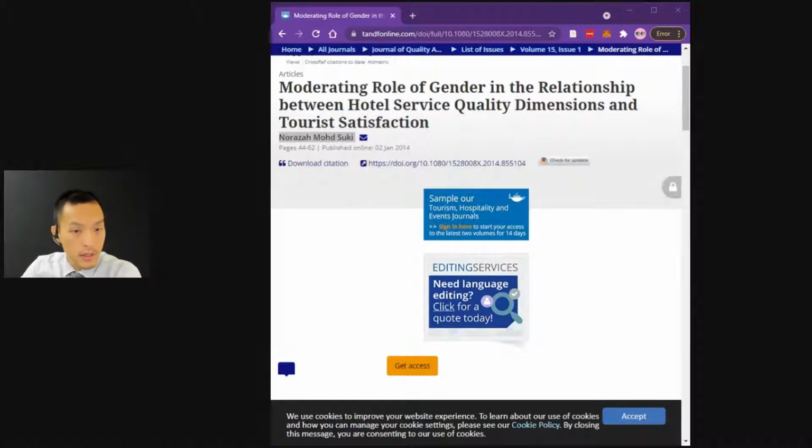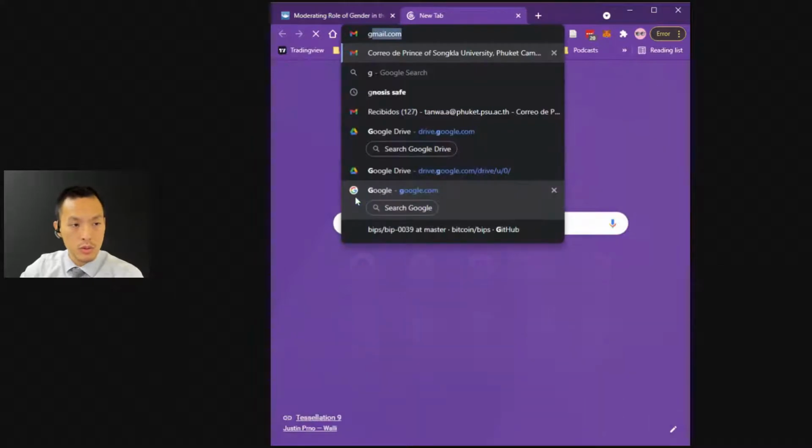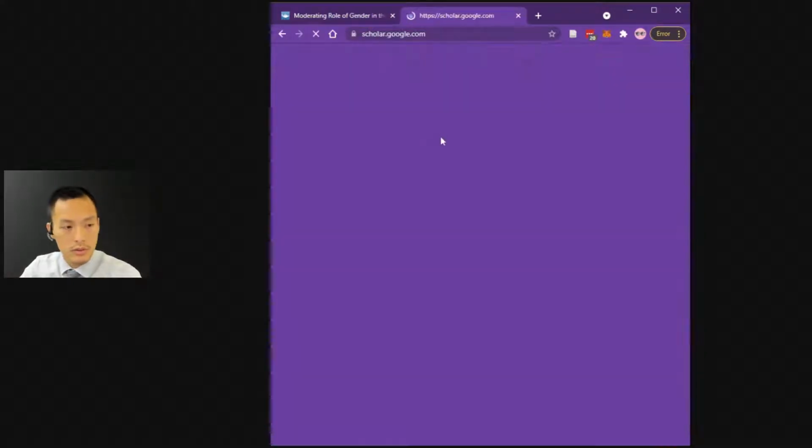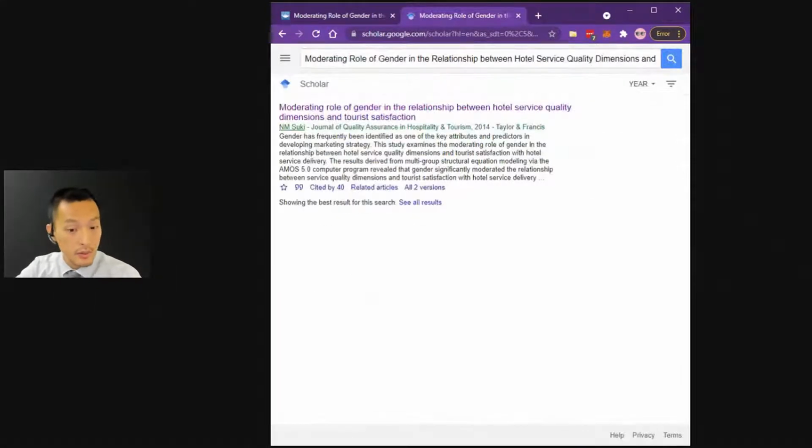So the first one we're going to be looking at is this paper called Moderating Role of Gender in the Relationship Between Hotel Service Quality Dimensions and Tourist Satisfaction, right? And the first thing you're going to notice right away, if you type this into Google Scholar, if you don't know what a Google Scholar is, we will talk about it either at the end of this video or next week when we talk about finding literature for you to read on, right? So this one is actually quite a famous paper written in 2014. You can see that it's got cited by 4 people and also have 2 versions and all that.